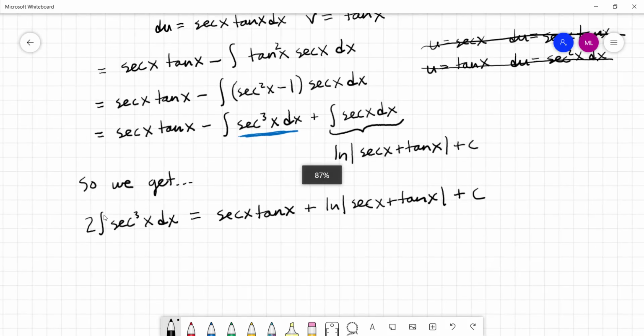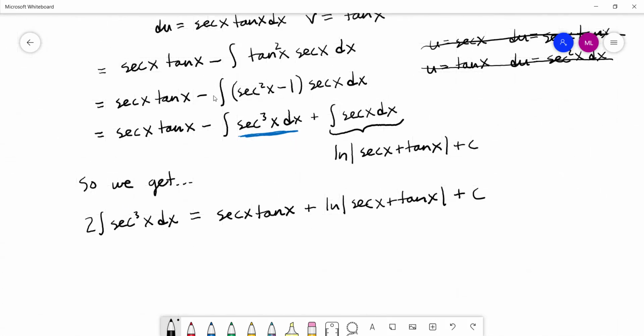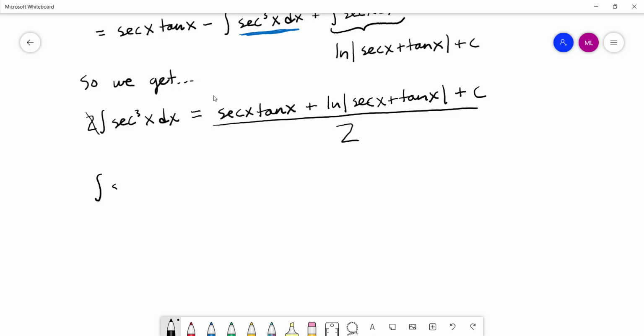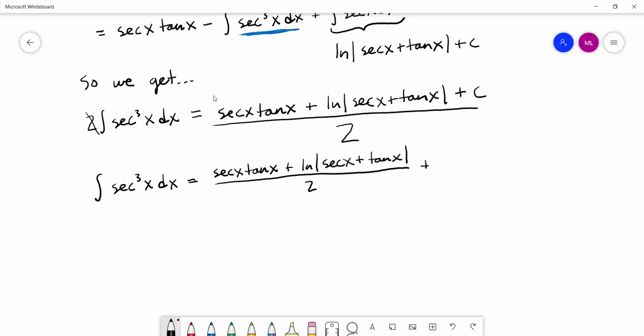And we set out to solve this integral, but we don't want the 2 there, so let's undo the 2 by dividing the whole thing by 2. And that is what our answer is. Our answer is the integral of secant cubed of x dx is secant of x tangent of x plus the natural log of the absolute value of secant of x plus tangent of x, whole thing over 2, plus some constant. And technically, when we divided everything by 2, this constant is different than this constant, so I'll just put a subscript here, a new constant, some other constant of integration, doesn't matter.